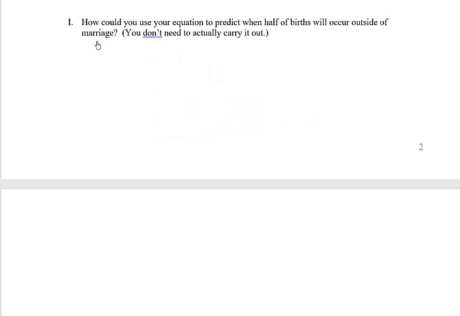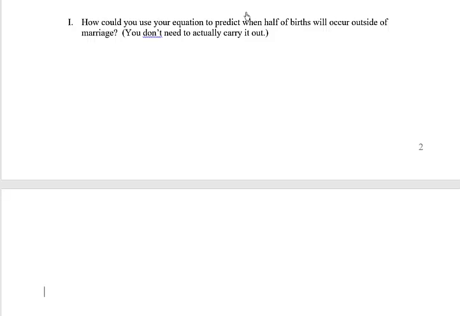Finally, that takes us to letter I. Now that we have our equation, we can use it to answer all sorts of questions. This particular question says, let's use the equation to predict when half of births will occur outside of marriage. Well, these questions, generally either they're going to give you a T and ask you for a P, or they're going to give you a P and ask you for a T.